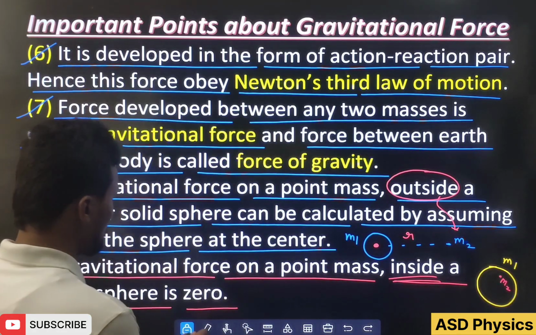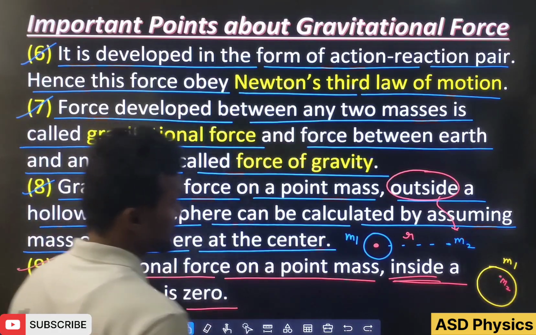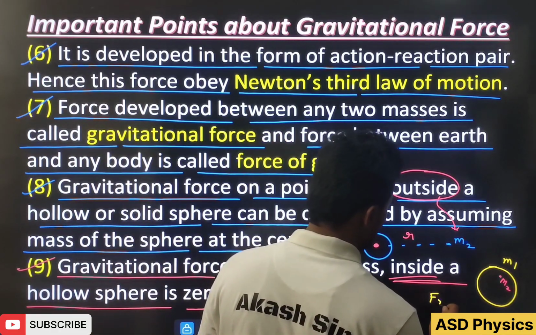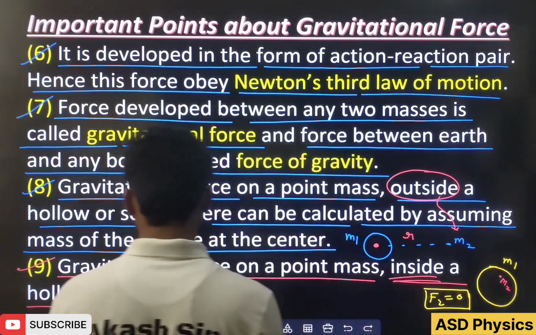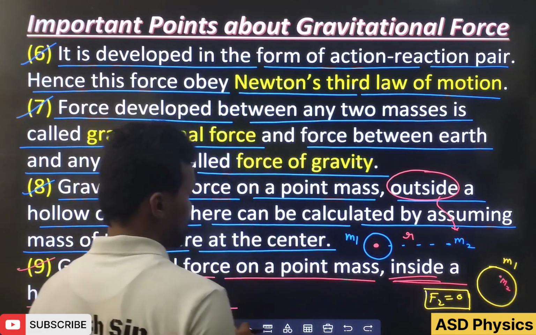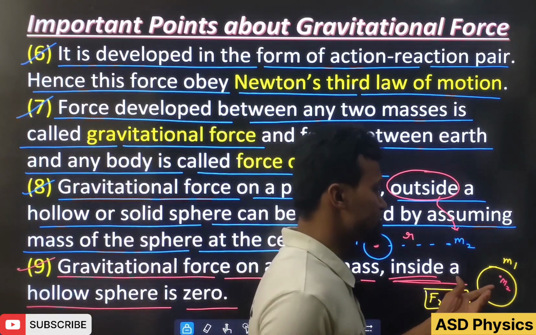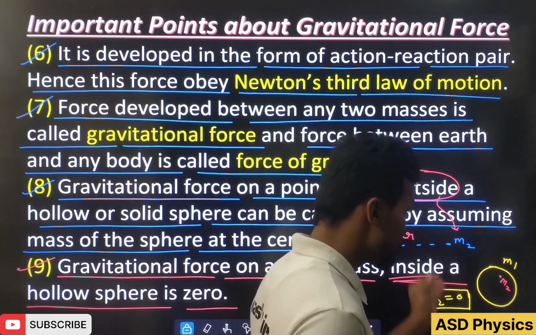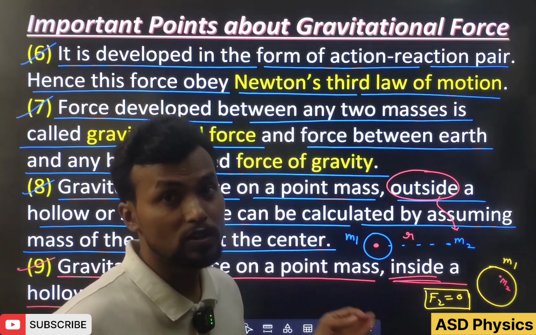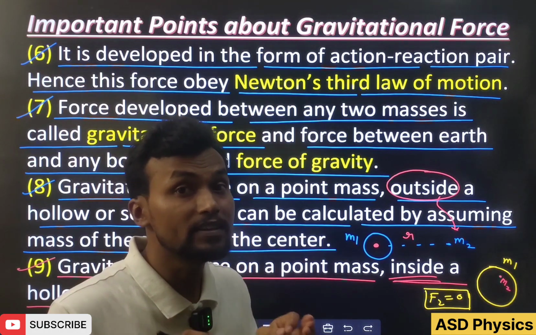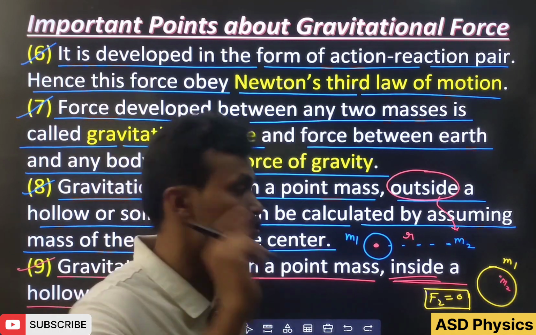Okay, so remember that here, how much force will it experience? It will experience 0 force. Why this happens, we will learn in acceleration due to gravity, but I will tell you the basics. Because the mass is present inside, and if we talk about the gravitational field around this mass m1, this is a non-contact force and the gravitational field is applicable for the non-contact force.